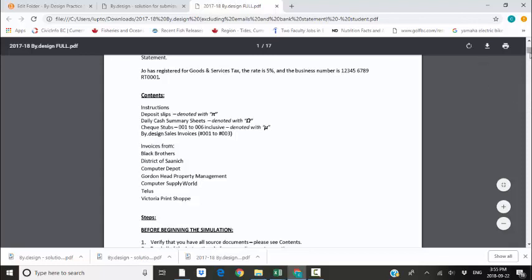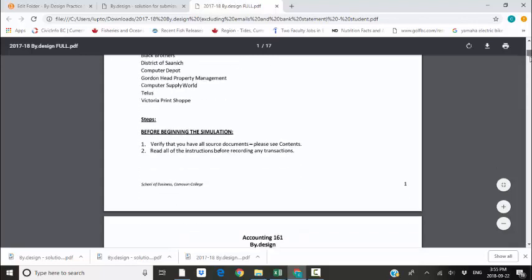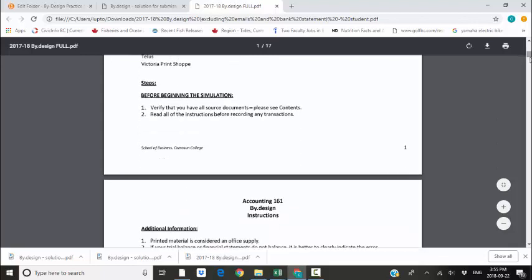Now, before we start anything, make sure that you have all the source documents. All the stuff that I just skipped over, look at them and make sure that they're all there. It talks about a bank statement, and I'll give you the bank statement after you submit the first assignment, for the second part of it.